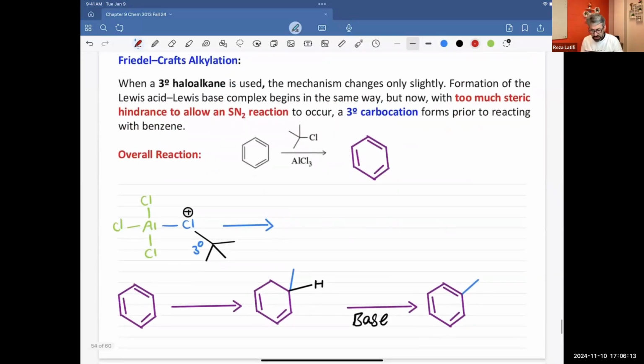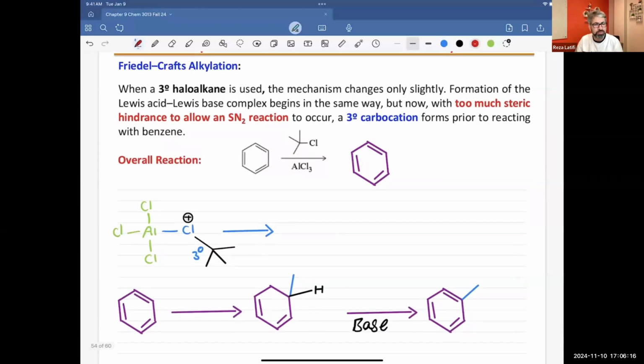Okay, so say in this case we have a tertiary carbon. Okay, and so we have a tertiary carbon that is holding a chloride, and again the chloride will react with the aluminum chloride, which is a Lewis acid. And in this case we get aluminum chloride plus we get a carbocation. We did not get a carbocation before.